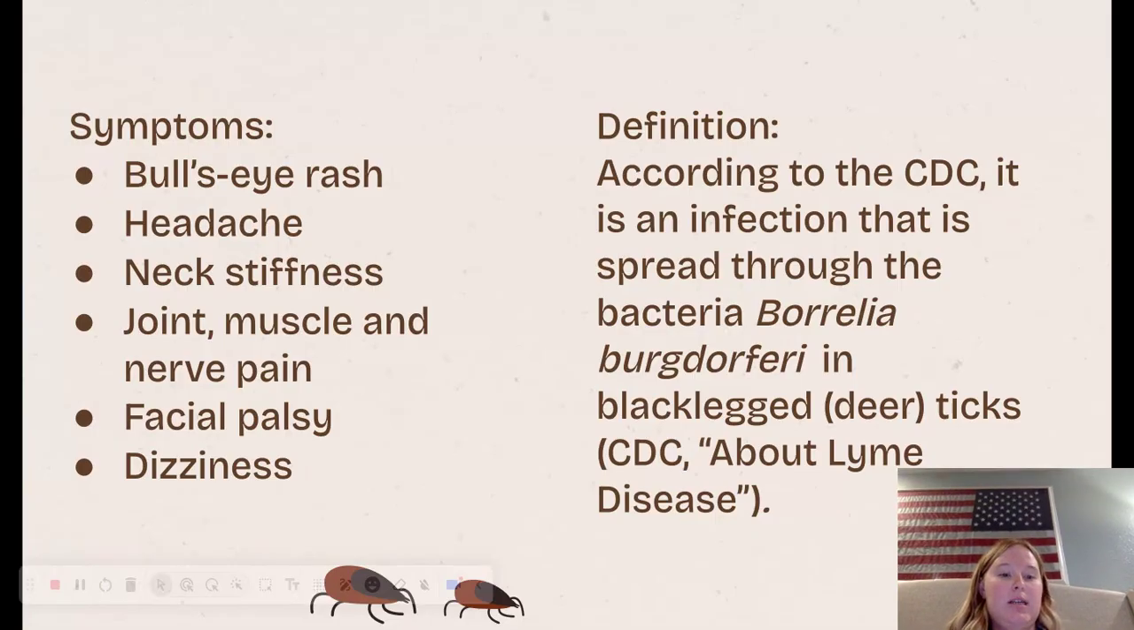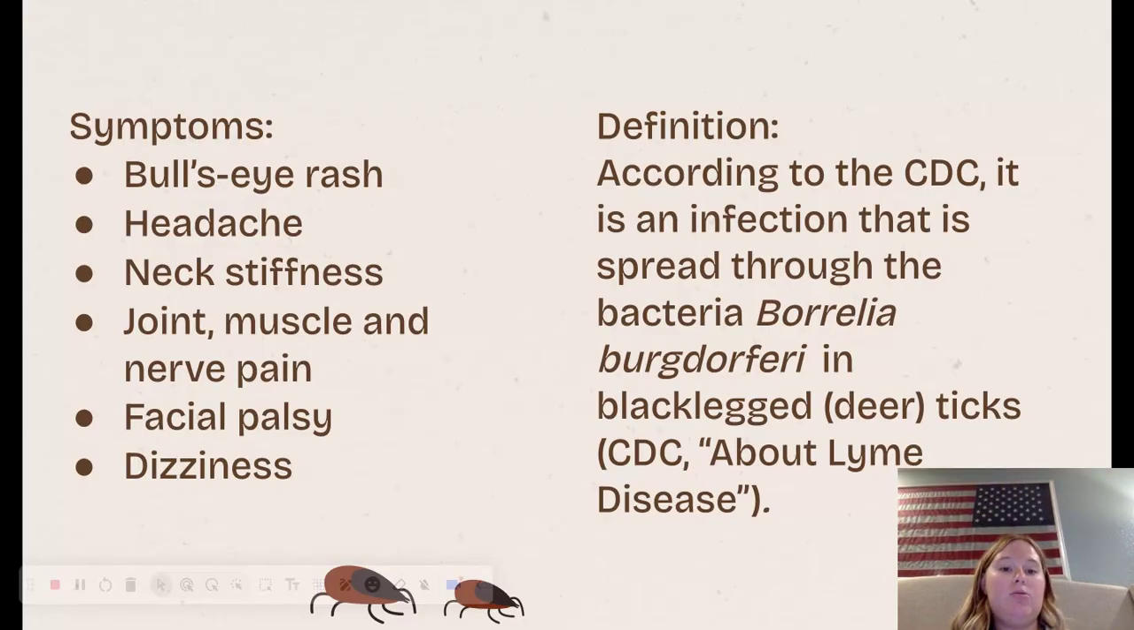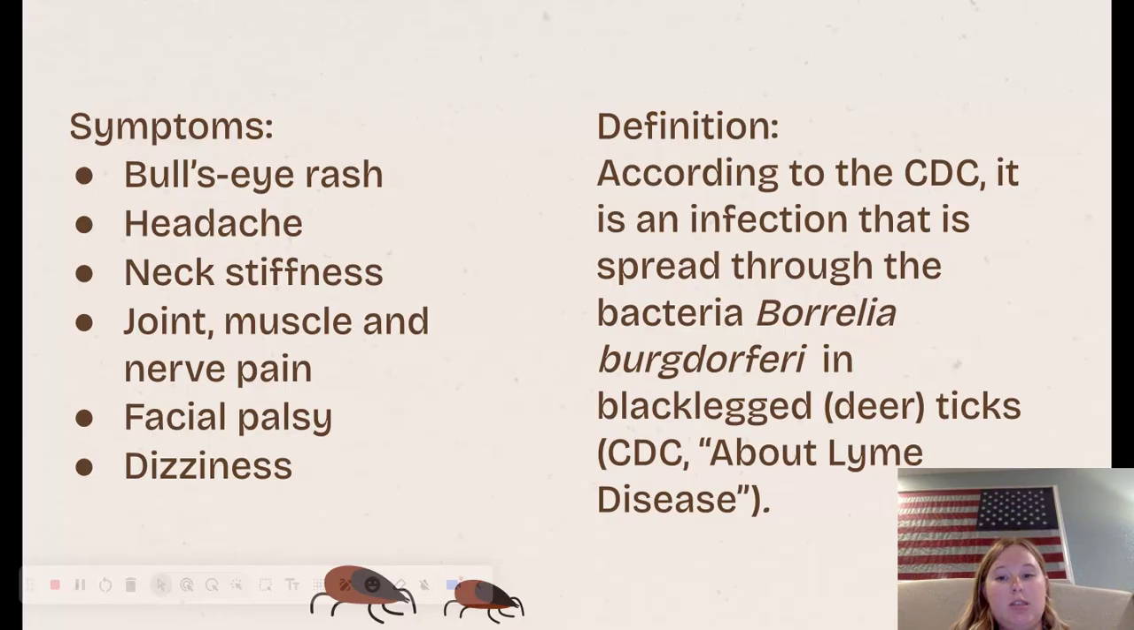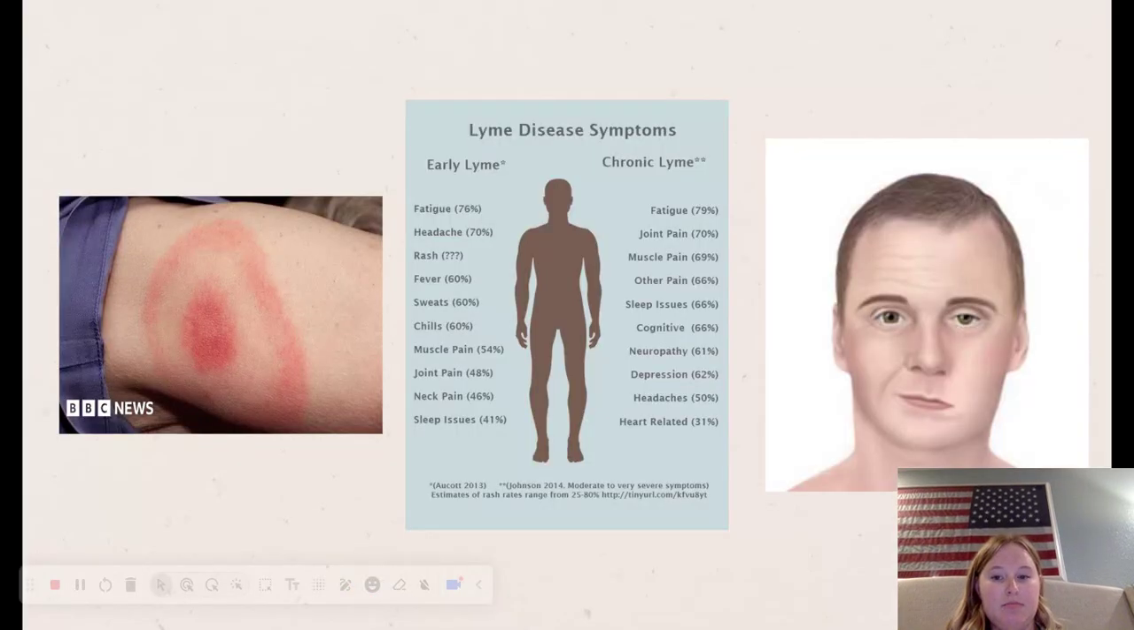So as stated by the CDC, Lyme disease is a debilitating illness that is caused by the spiral-shaped bacteria Borrelia burgdorferi, which is transmitted through the bite of an infected black-legged tick, otherwise known as a deer tick. After the first bite, the symptoms typically present as a bullseye rash, which is the most common symptom, headache, neck stiffness, joint and muscle pain, facial palsy, which is the paralysis of the facial muscles, and dizziness.